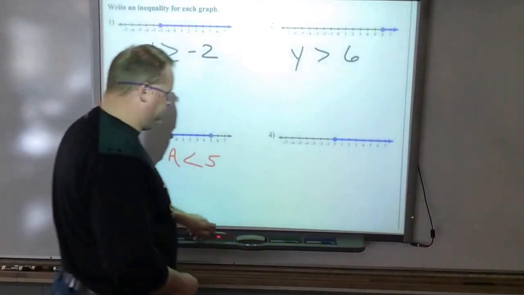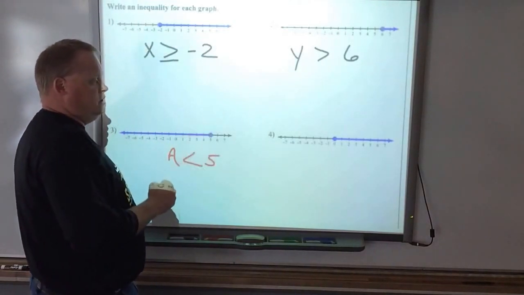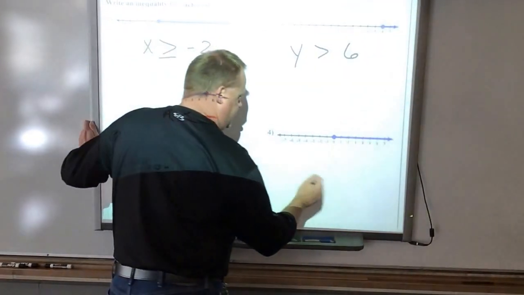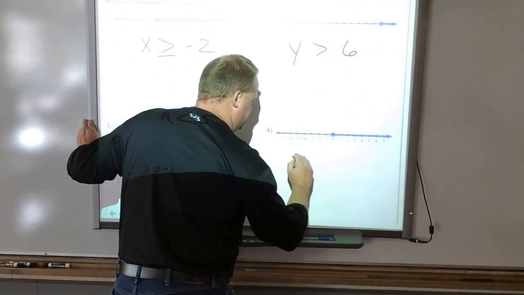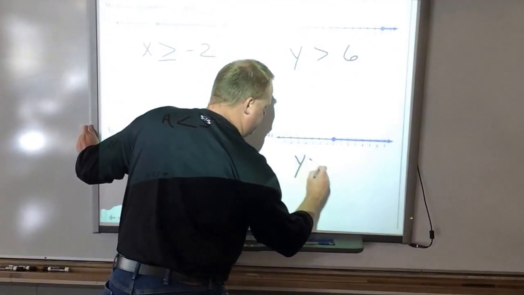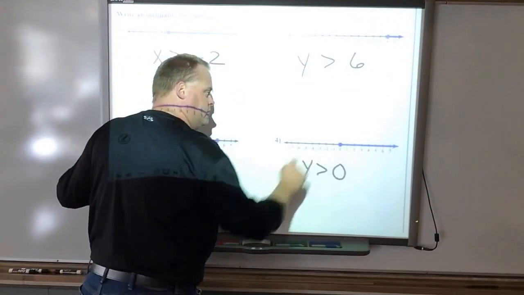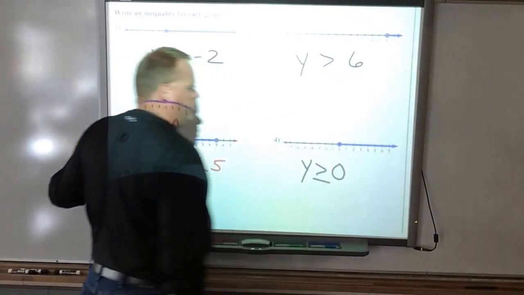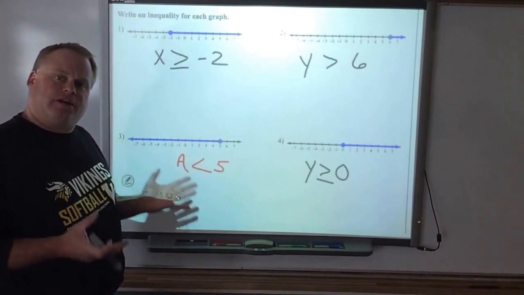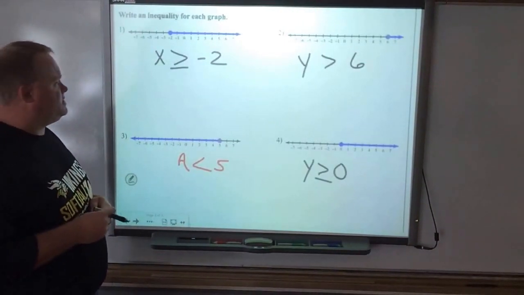And the fourth one, I have a solid circle. I'm starting at 0 and going up or going bigger. So I'm going to say, let's say this is Y. I'll do a Y again. And then I'm going to be greater than 0. But I'm not just greater than. Since it's a closed circle, I am greater than or equal to. All right. So that's kind of a refresher on how to graph these number lines. Hopefully you remember this. Let's do some problems.